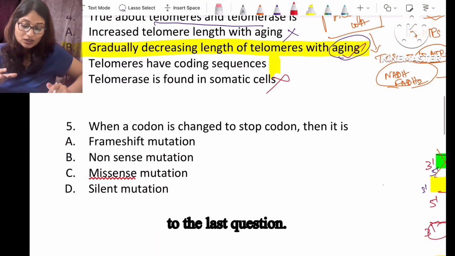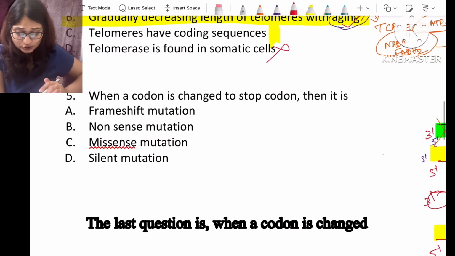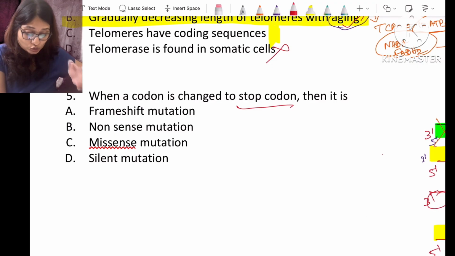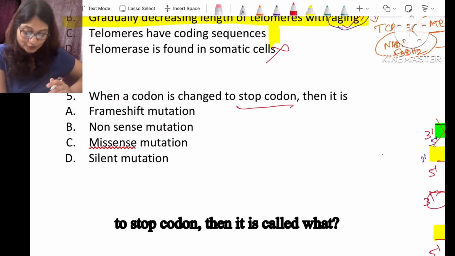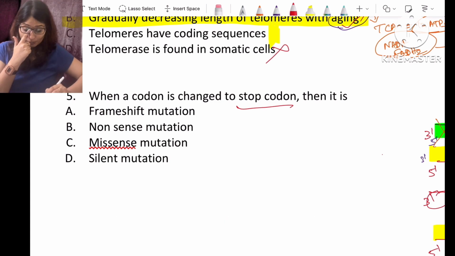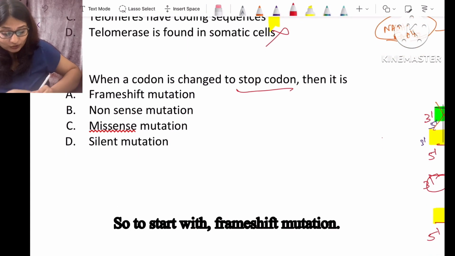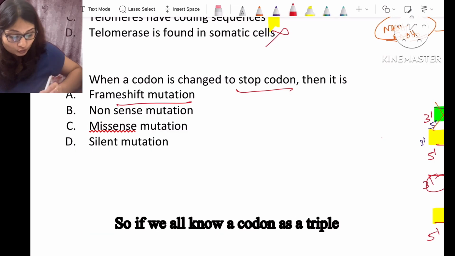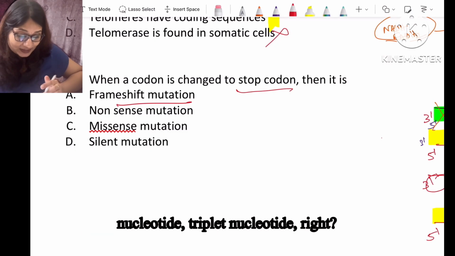Now moving on to the last question. The question is, when a coding codon is changed to a stop codon, then it is called what? Let's discuss each of these options. To start with, frame shift mutation. What do you mean by a frame shift mutation? We all know a codon is a triplet nucleotide, right?